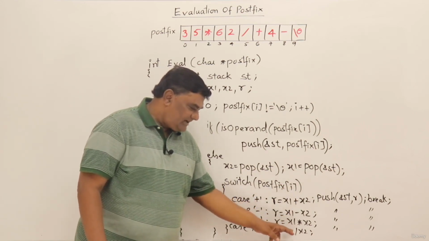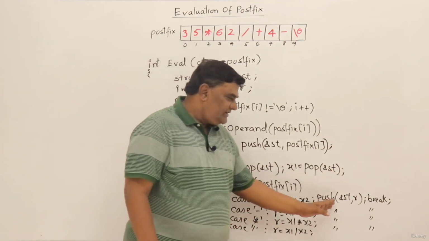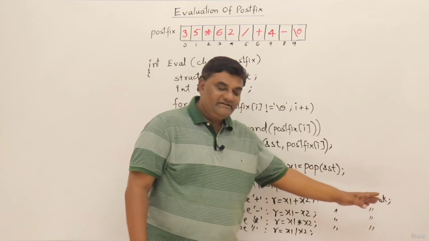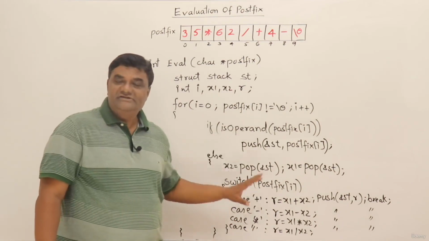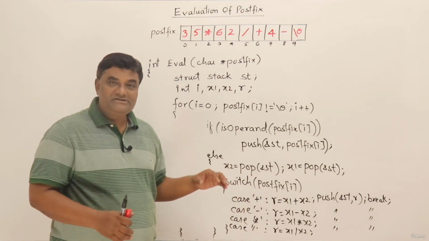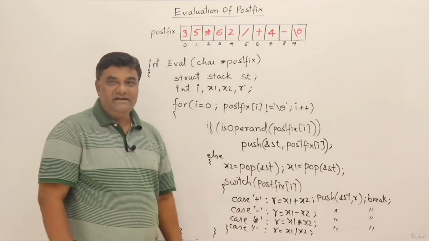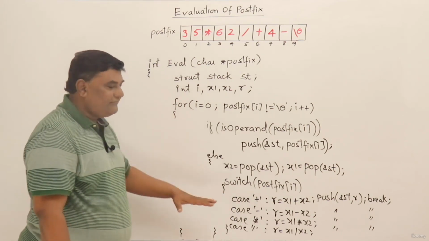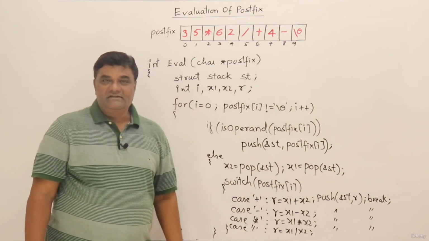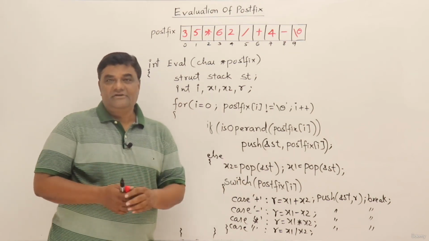Perform the operation on the operands, get the result, push it into the stack and break that case. So all these are the same statements in all the cases. This switch case will perform the operation and push the result back into the stack. If this procedure continues in the for loop, at the end of the for loop the result will be in the stack. So we should return the result from the stack.